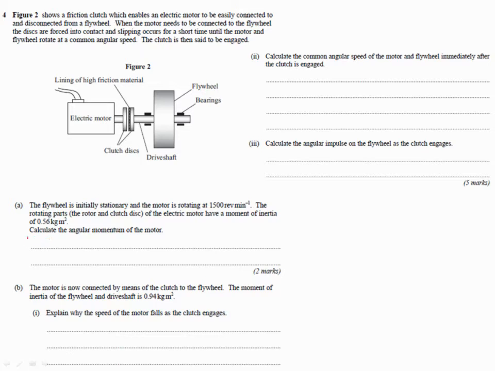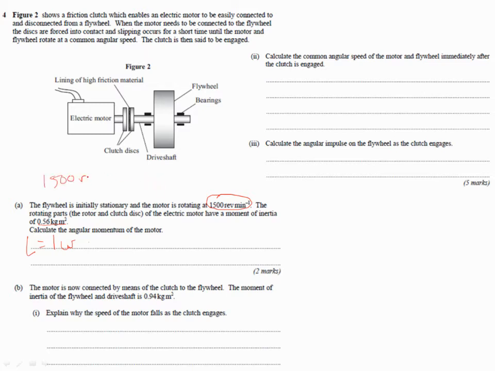So what is angular momentum? Angular momentum is the moment of inertia times the angular velocity, or momentum is mass times velocity, the non-rotation equivalent. So we need to work out what the moment of inertia is. Well, we've been given that. We need to work out what the angular velocity is. We've been given this, but we don't want this. We want it in radians per second.